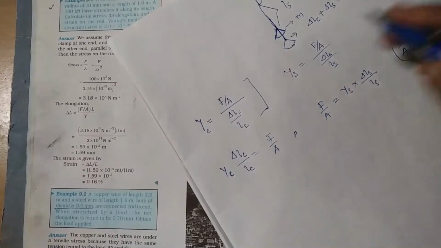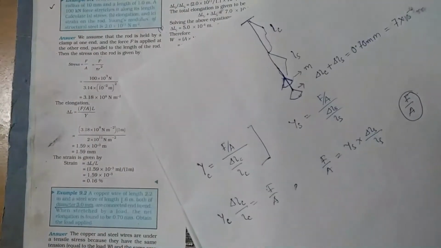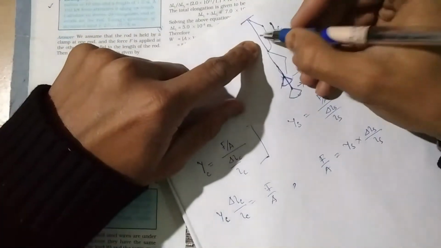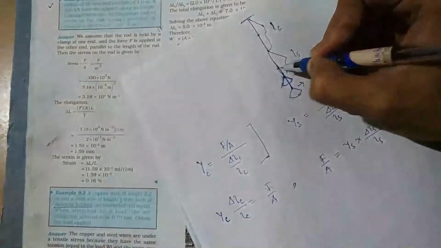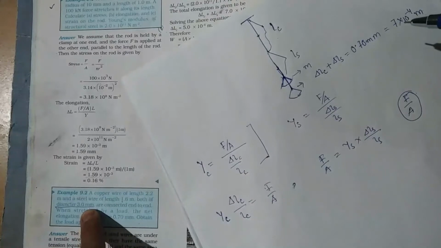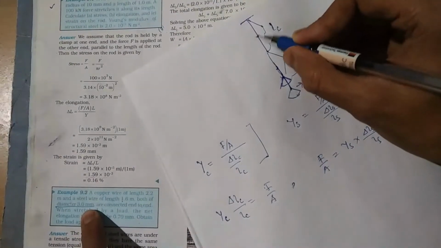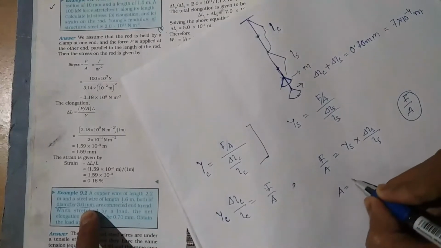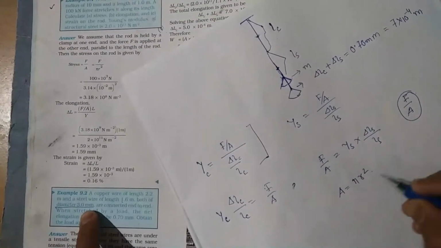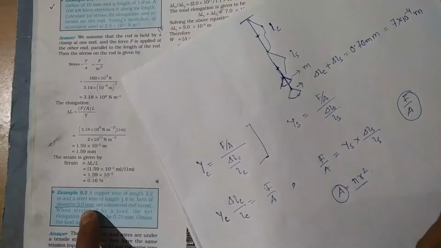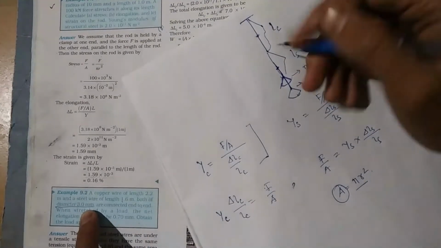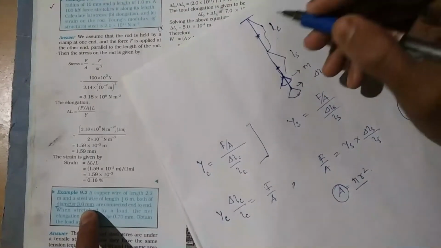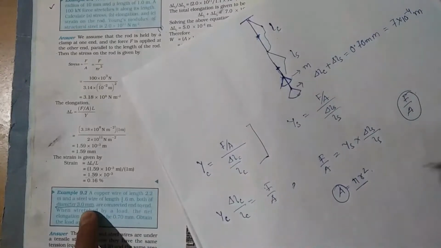This force per unit area will be the same for the copper and the steel wire, because we know they have the same diameter and the diameter is given to be 3 millimeter. So the radius will be the same, and the area, which is given by pi r square, of both the copper wire and the steel wire will be the same because they have the same diameter or the same radius. So we can say that the area is the same.